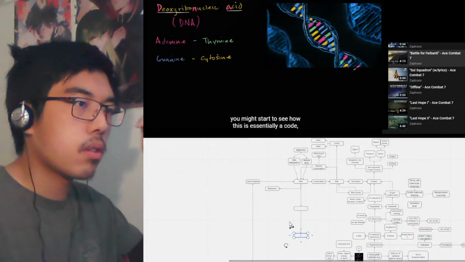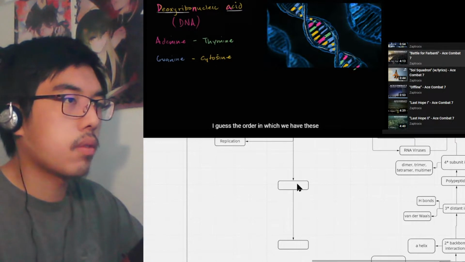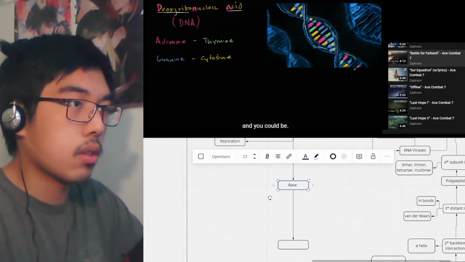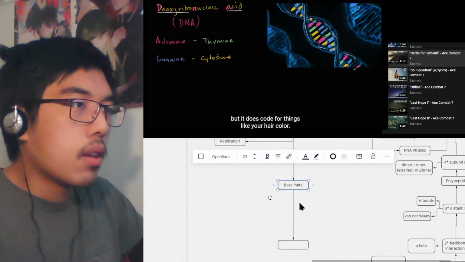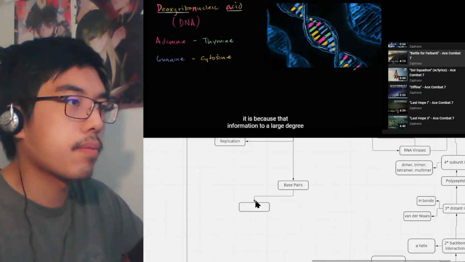And when it's drawn this way, you might start to see how this is essentially a code. The order in which we have the sequence of these bases essentially encodes the information. Call them base pairs. People say nature versus nurture, it's literally genetic, and that's an ongoing debate. But it does code for things like your hair color. When you see that your smile is your parents', it is because that information to a large degree is encoded genetically.